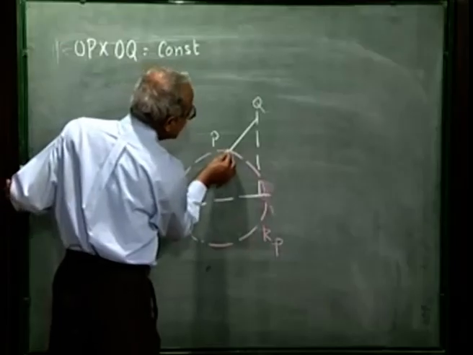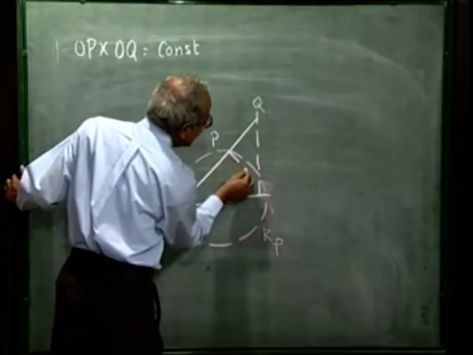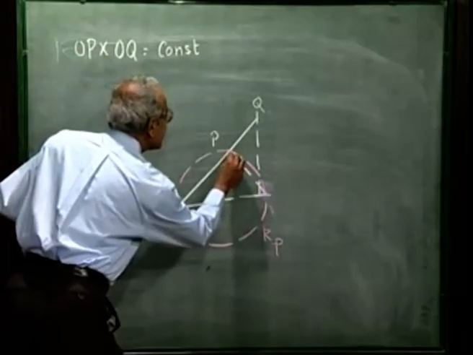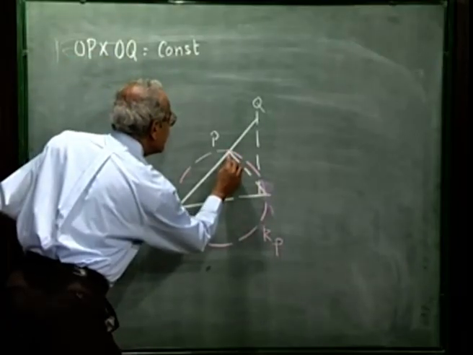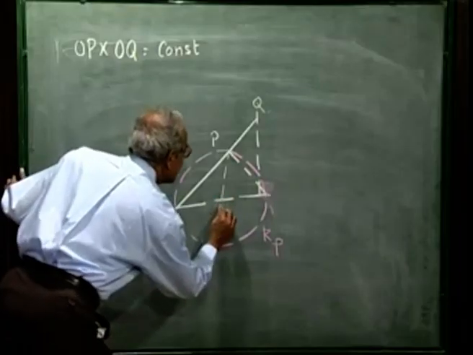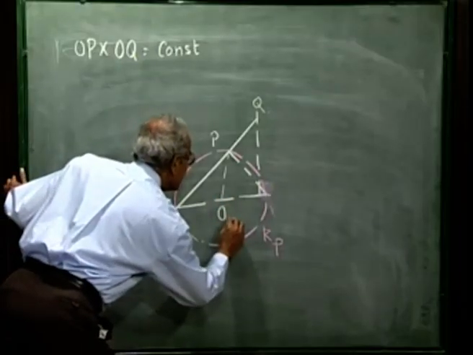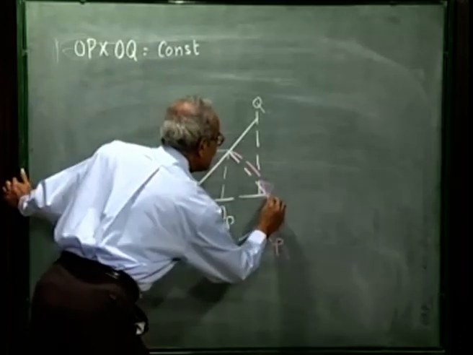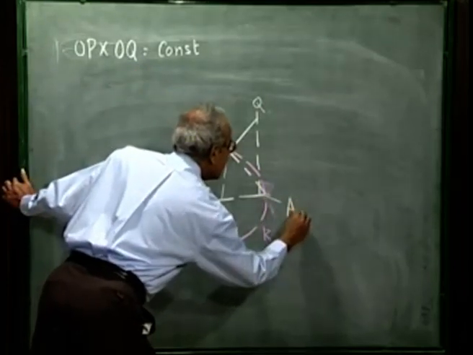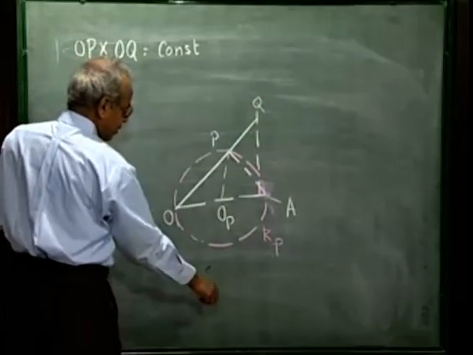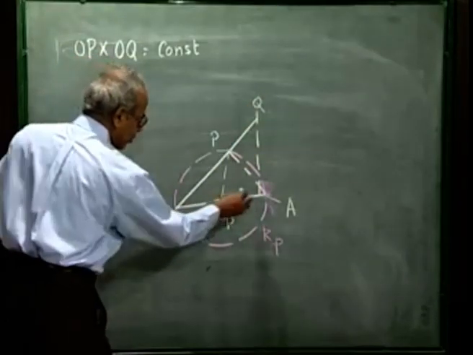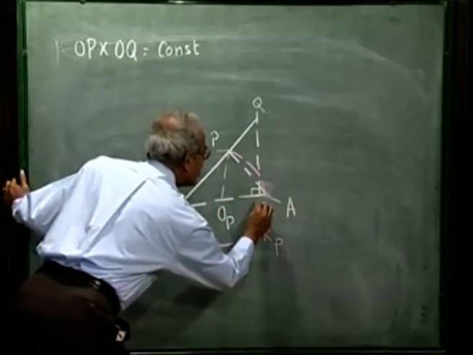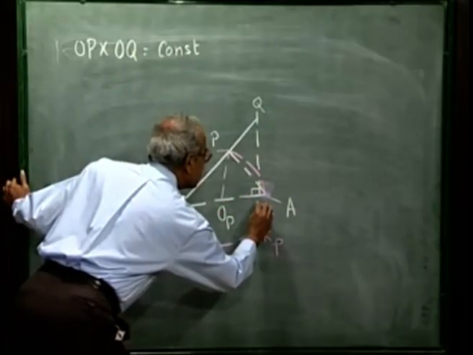To prove this, let us say this is O, the center of this circle Kp, let me call it OP. The other end of the diameter of O, let me call it A. And if I drop a perpendicular from Q to this diameter OA, that is, this angle is 90 degrees, let me call this foot of the perpendicular T.